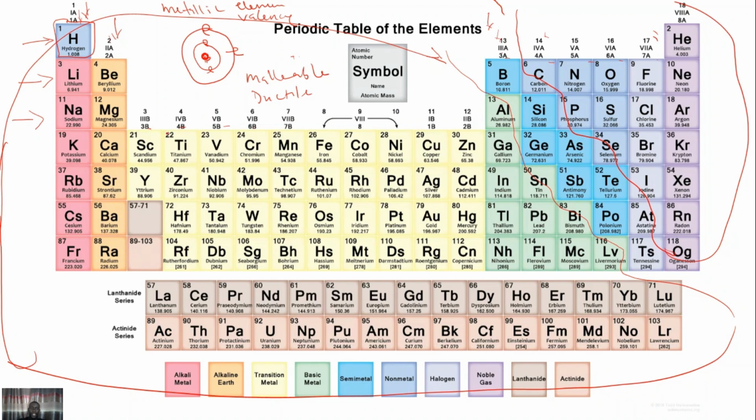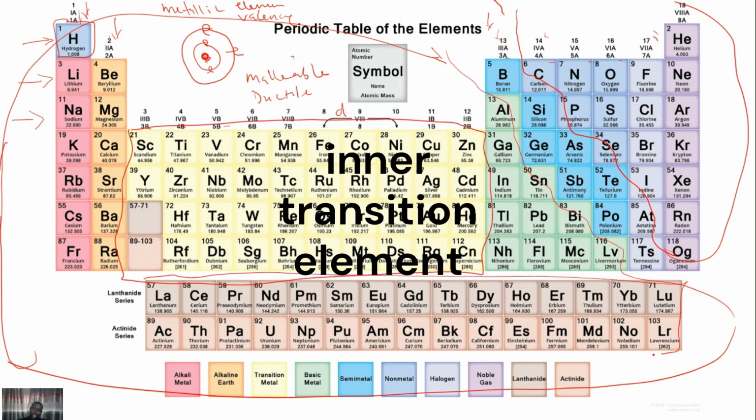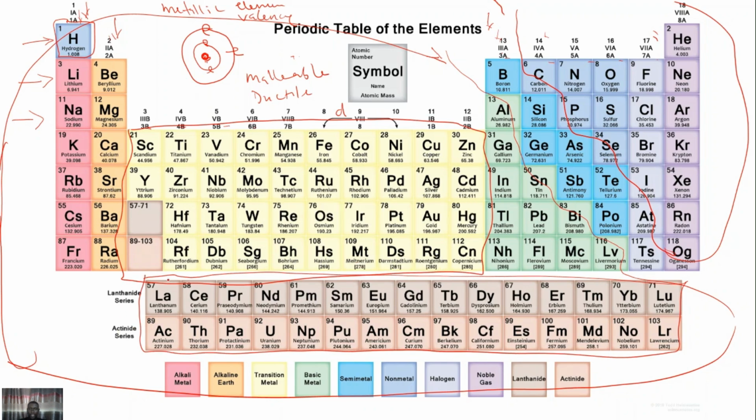Amongst the metals, they are further divided into the transition elements, the transition metals, which are in this block. They are otherwise known as the D block. And also, these ones are the inner elements composed of the lanthanides and the actinides. I will talk more about their physical and chemical properties as we move on. So these are the different components of the elements in the periodic table.